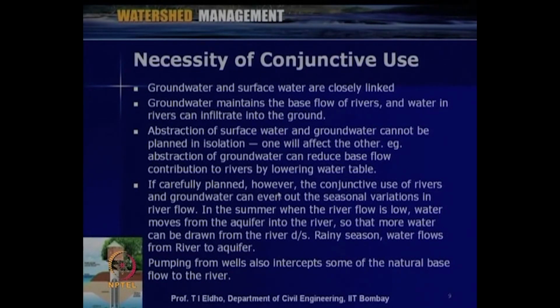Then, if carefully planned, the conjunctive use of rivers and groundwater can even out the seasonal variations in river flow. As I mentioned, whenever more surface water is available, we can use it, and also go for recharging of the aquifer system. And in the summer, when the river flow is low, water moves from the aquifer into the river, so that more water can be drawn from the rivers, especially on the downstream side. If the aquifer is recharging on the upstream side, then the downstream side of the river will be getting more water.